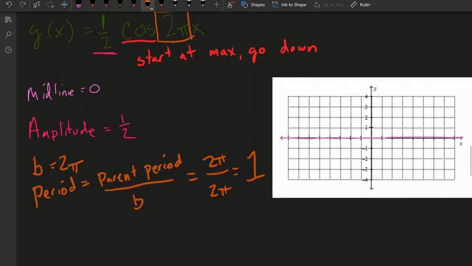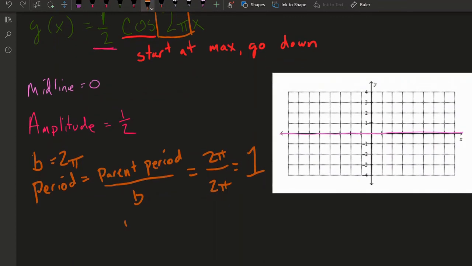And then while we're at this, we should figure out the critical points. Critical points happen every period, which is 1, divided by 4. So the period means the function is going to repeat itself every 1. So I'm going to have a critical point every 1/4.